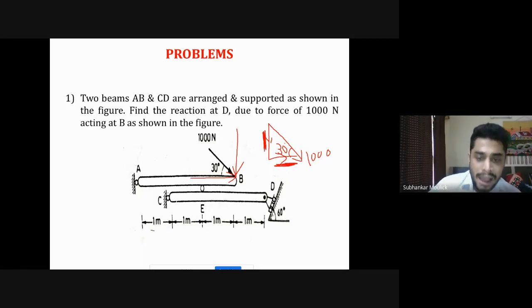Fine. And you see this beam is supported by a roller at point E. So the roller will give a support in the positive y-axis like this, RE, to this beam AB. Yes or no?